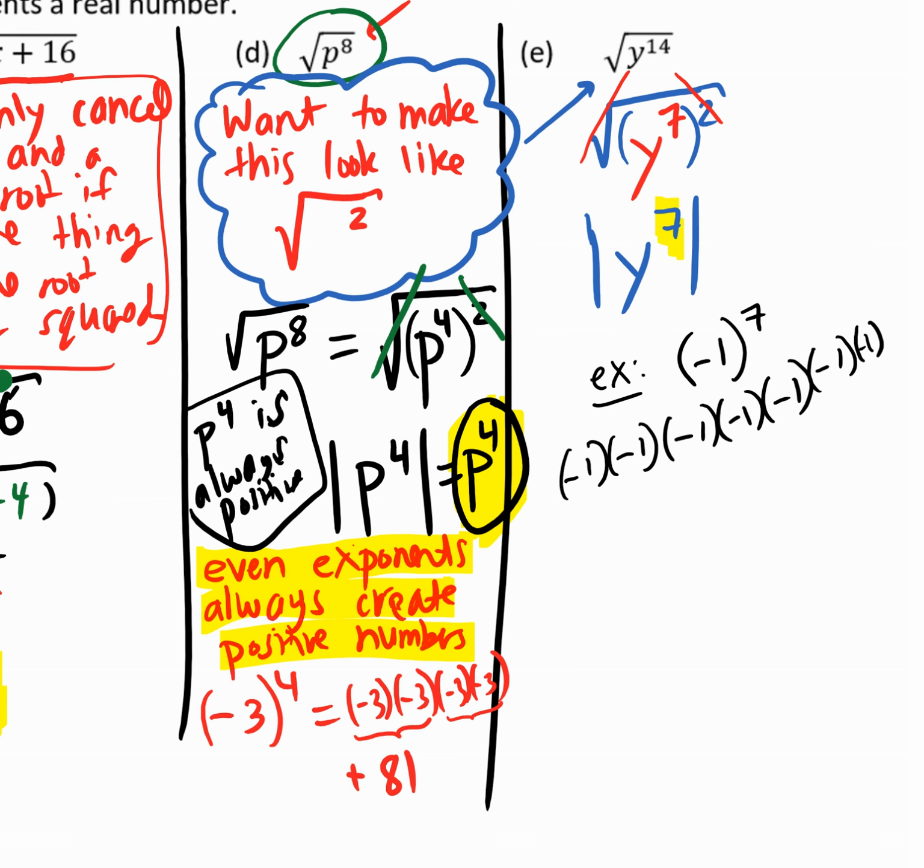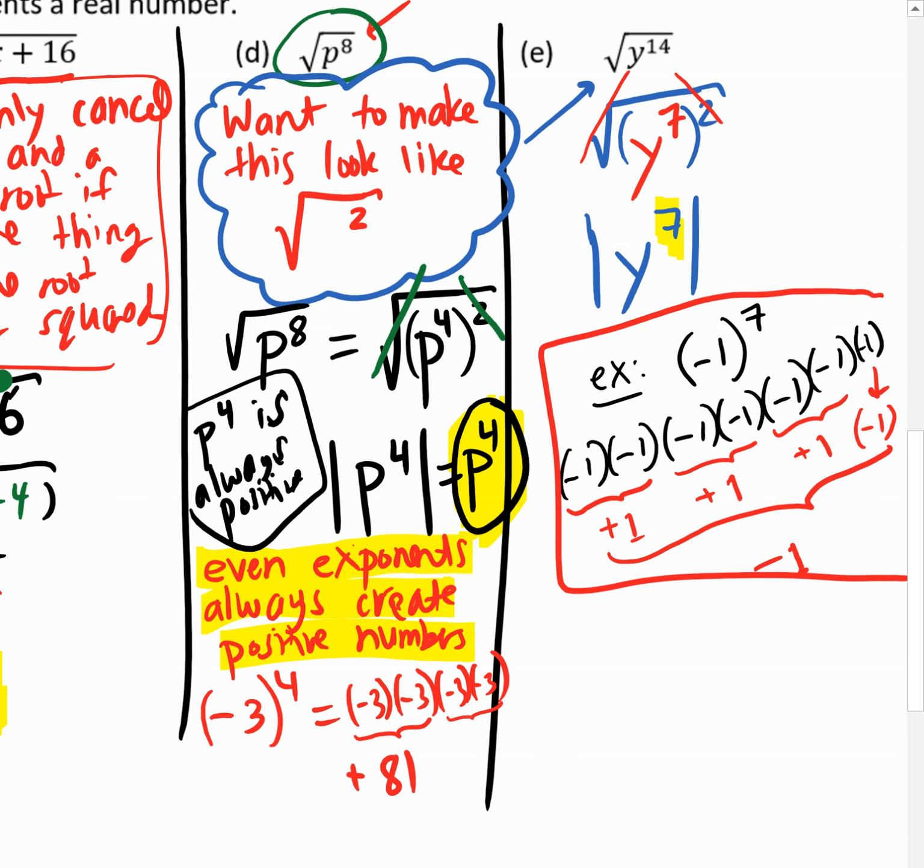Like in the last one, pairs of them will cancel negative. These 2 times each other make a positive. These 2 make a positive. These 2 make a positive. But there's 1 negative left over, which is going to make the entire thing negative. So a negative to an odd power is a negative, but a positive to an odd power is a positive. Like if I took positive 1 to the 7th power, that's 1. Because I don't know if y is negative or positive, I don't know if y to the 7th is negative or positive, so I cannot remove the absolute value.